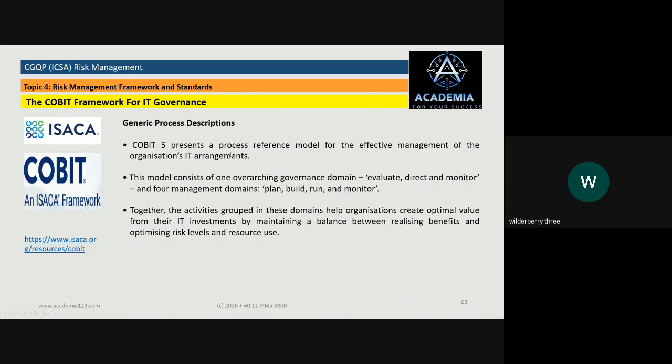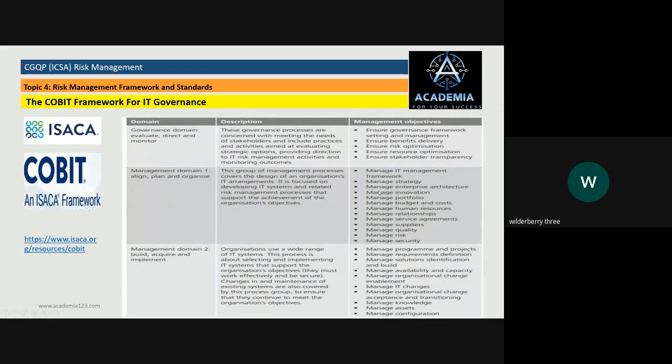Generic process description gives you a reference model for how you can arrange your processes. Usually you see, in terms of the governance domain, evaluate, direct, and monitor. And in terms of the management domain, plan, build, run, and monitor. They just put the same thing in their own words, slightly different, so that they coin it in a way. But if you come up with your own words, it should also be okay. And they have their own regulations.